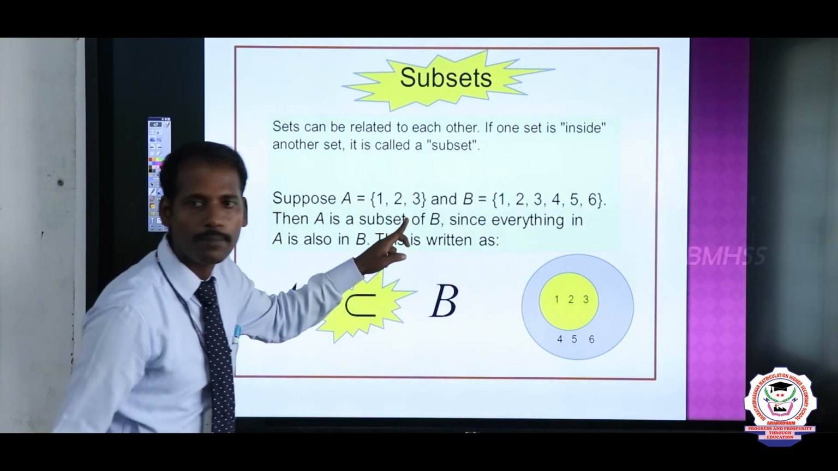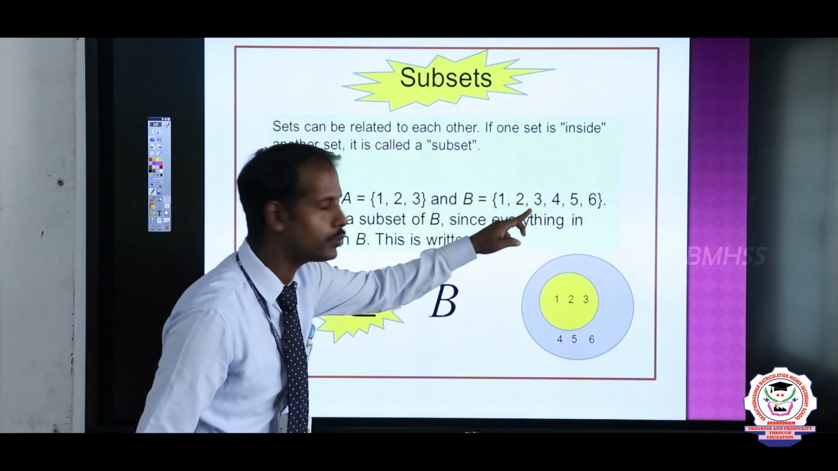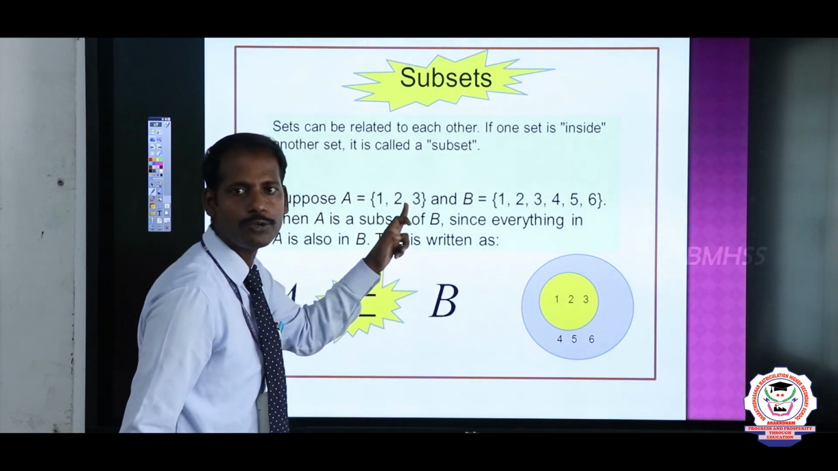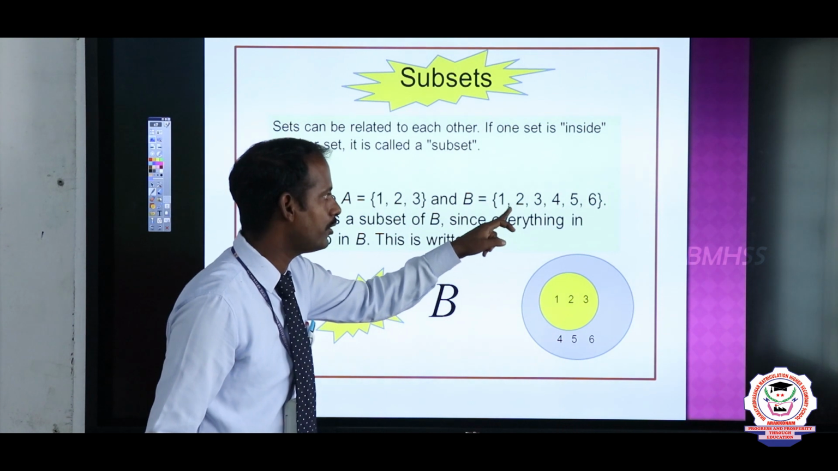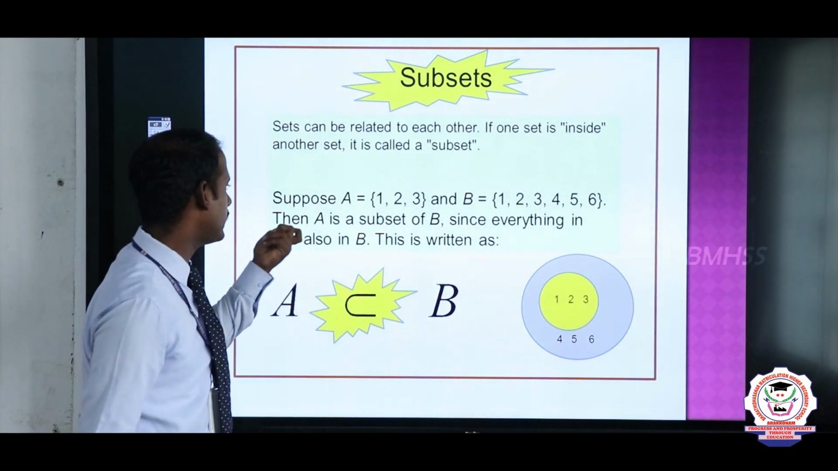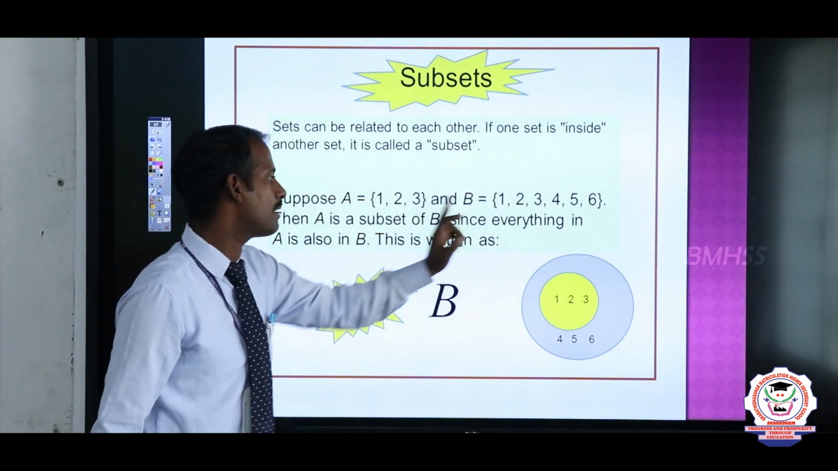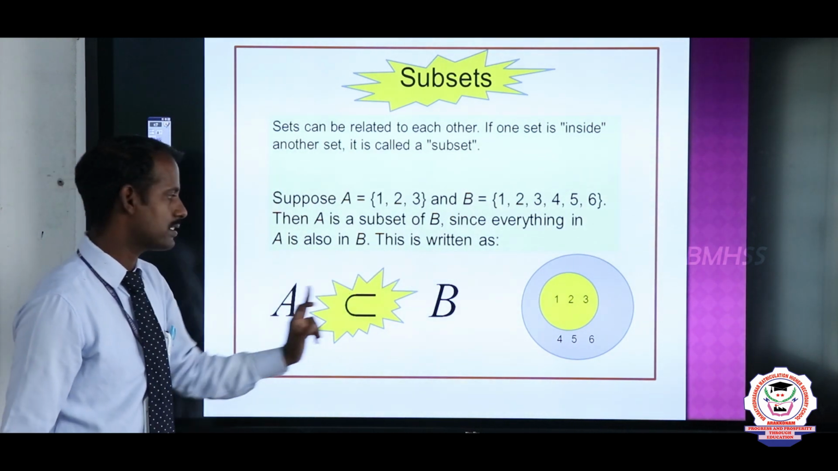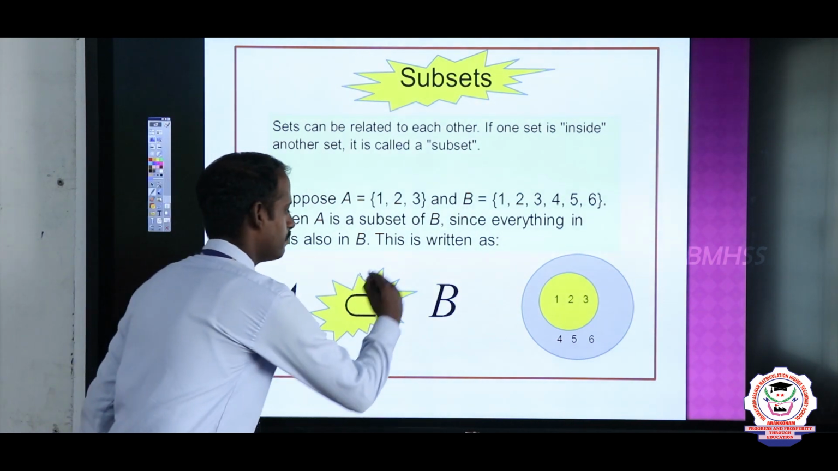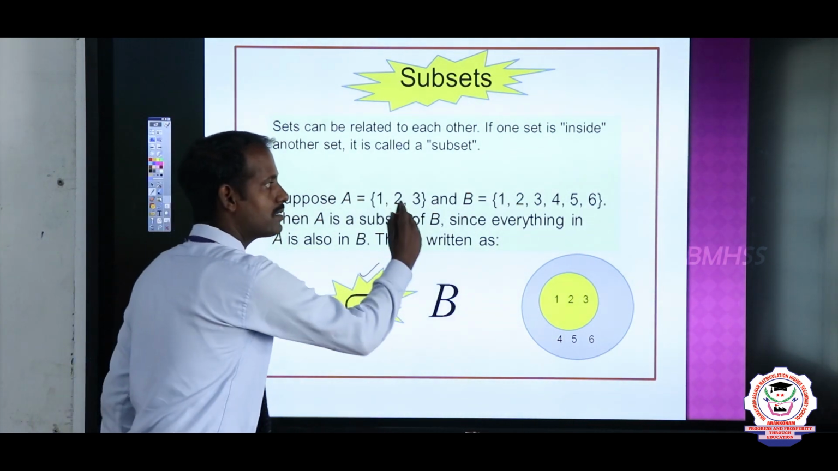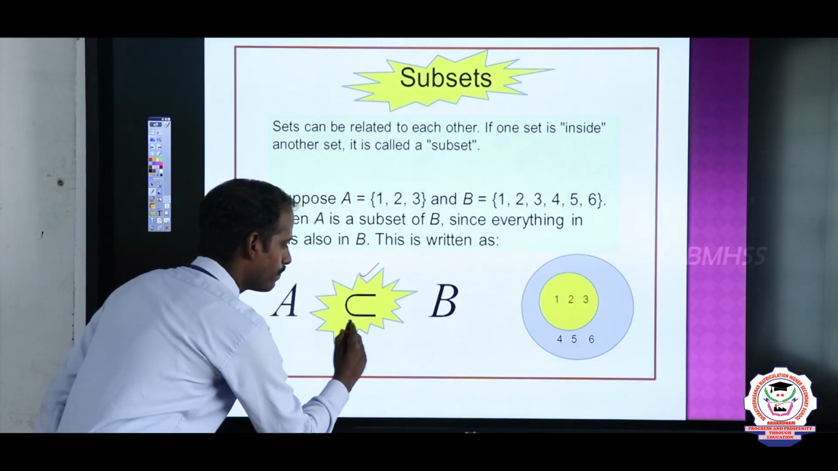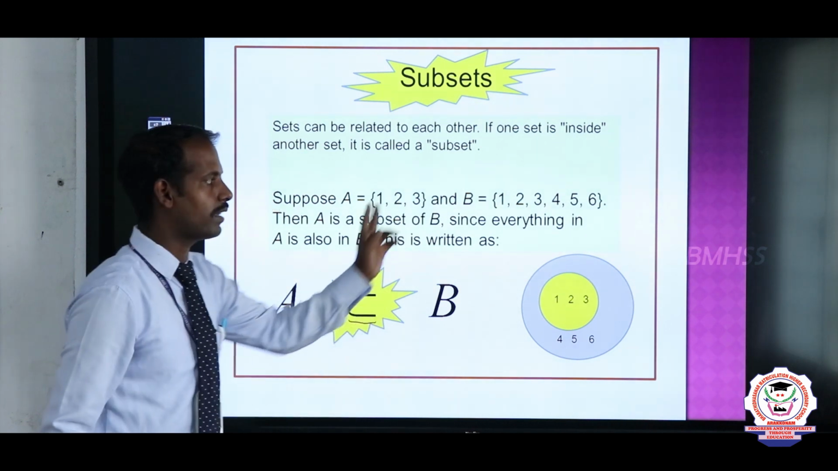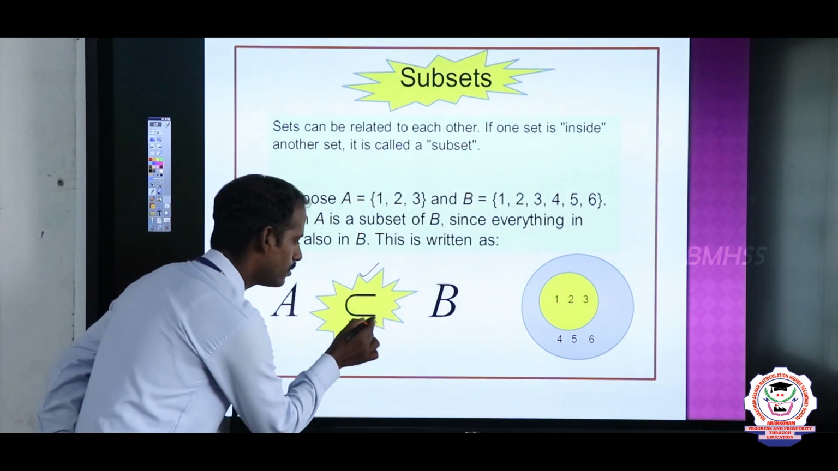Suppose set A is {1, 2, 3} and set B is {1, 2, 3, 4, 5, 6}. Here the elements of A are 1, 2, 3 and the elements of B are 1, 2, 3, 4, 5, 6. So A is a subset of B, since everything in A is also in B. This is written as A subset of B. If all the elements are the same, you use the equal-subset symbol. Here only 1, 2, 3 are the same, so that is why we do not use that symbol.